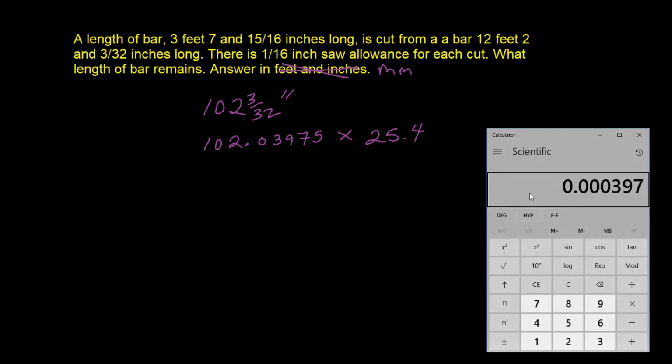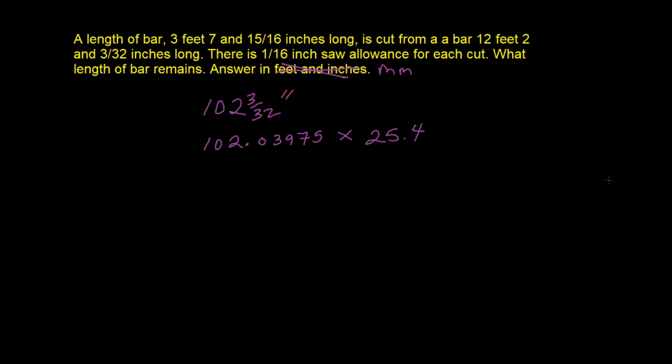So slide over here, bring in the calculator, and we'll clear this number, and we want 102.09375 times 25.4. And there's our answer, 2593.80965. Now that's a pretty large number right here. So let's write this down.